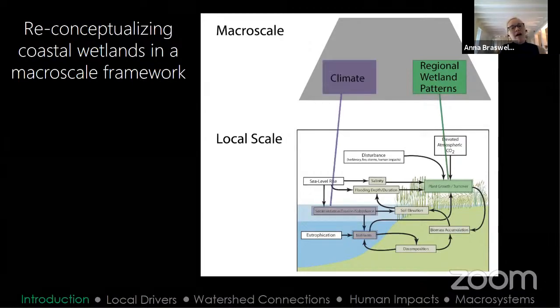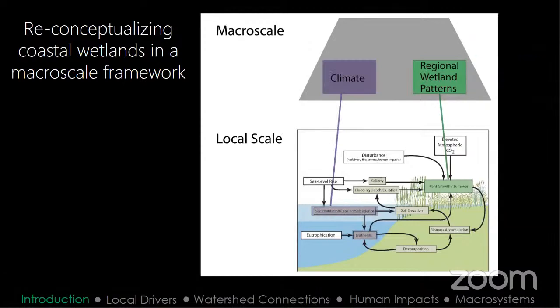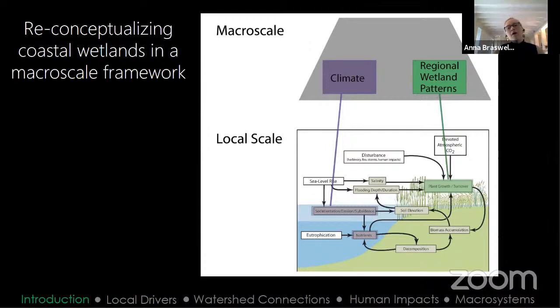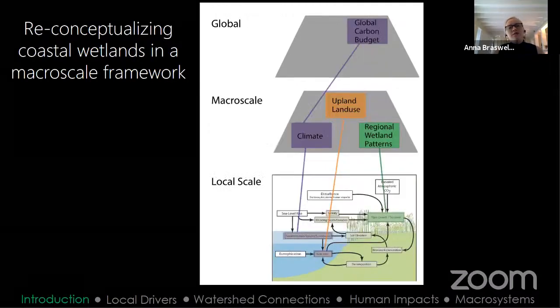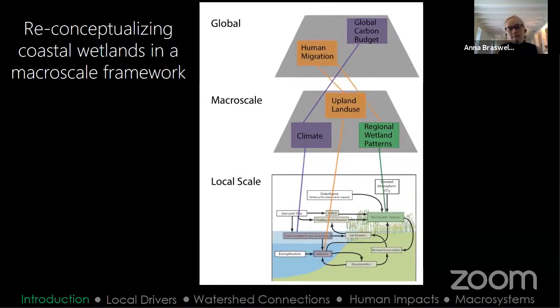We can also think about how climate at the macro scale can affect things like sedimentation and flooding depth along parts of our coastline. And we can also think about how humans can influence this system. So how can things like upland land use, such as agriculture, influence the nutrients that we see at the local scale? And we can also start to connect these macro scale drivers to larger global patterns, such as the global carbon budget, the global climate cycle, and also things like human migration across our landscape.